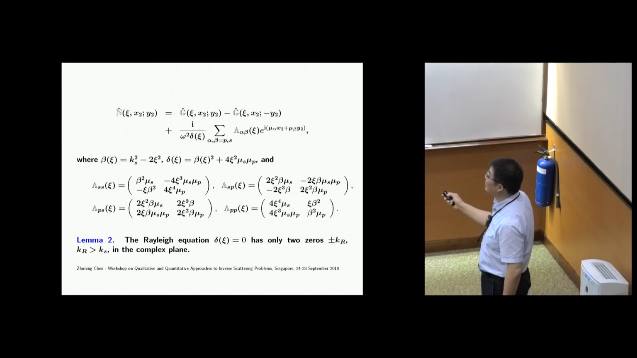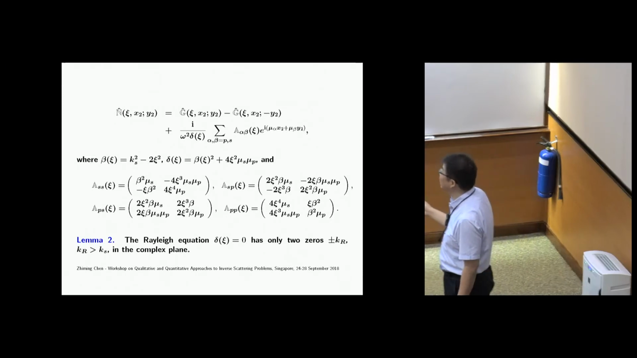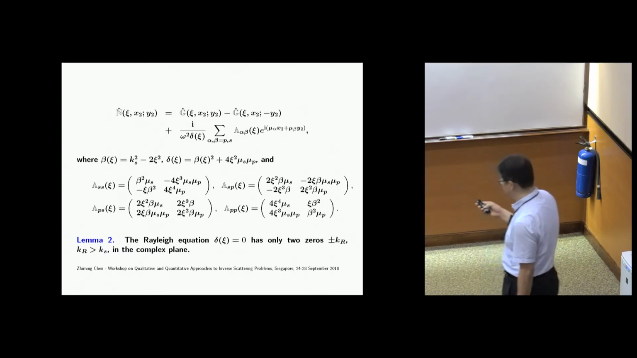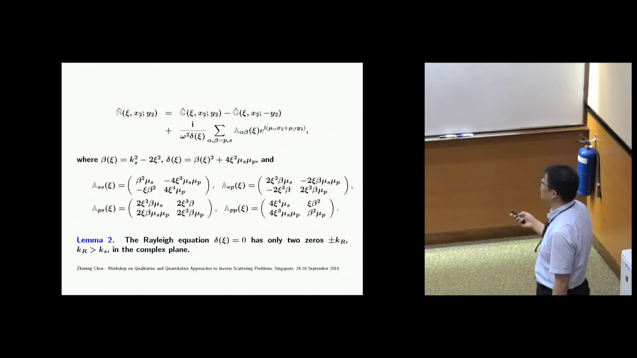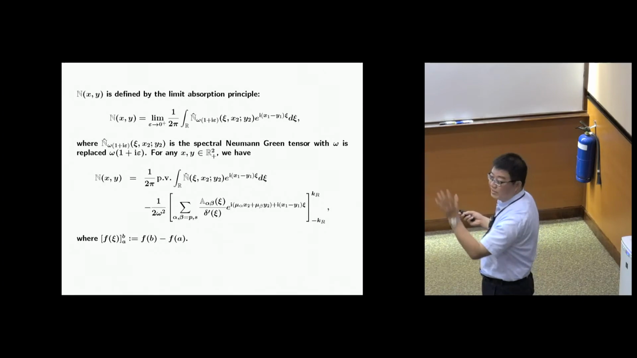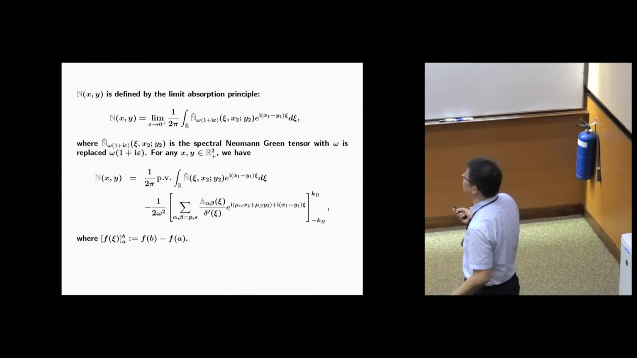Okay, so now the difficulty is that you have a denominator delta which could be 0. These are certainly well known. They are surface waves, really surface waves, and we can prove it has only 2 zeros. So this is the formula for the Neumann-Green tensor, and now you should take the inverse Fourier transform, but this cannot be done because you have the poles of the spectral Neumann-Green tensor.